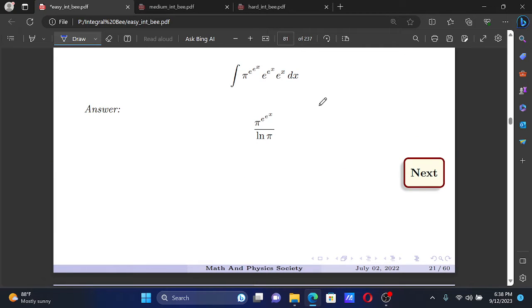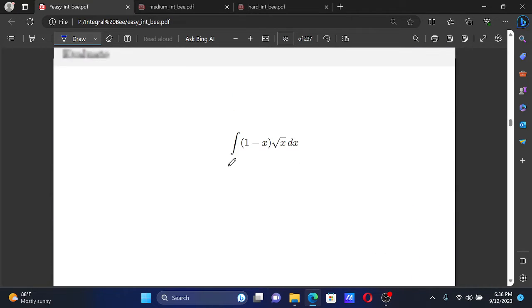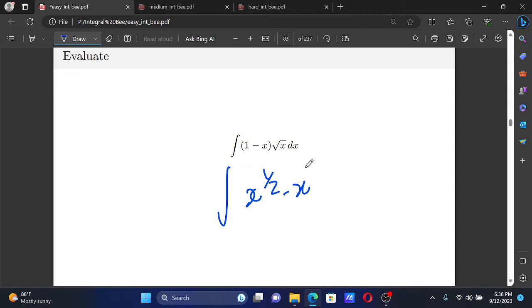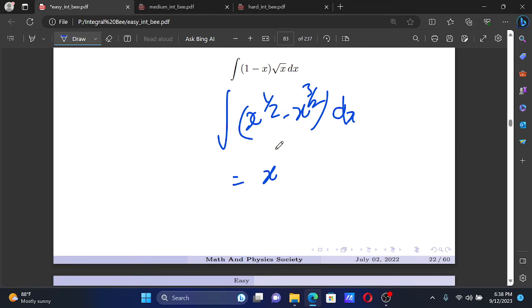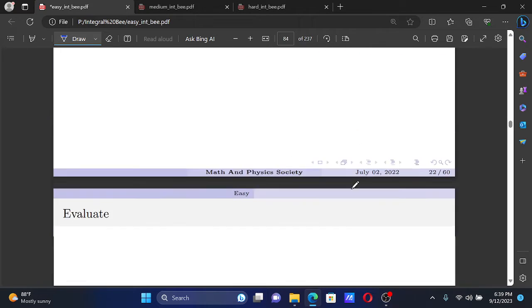For this one, we can just distribute it. So that's x to the power 1 by 2 minus x to the power 3 by 2 dx. So this should be x to the power 3 by 2 by 3 by 2, minus x to the power 5 by 2 by 5 by 2, plus c. It is quite a simpler one.